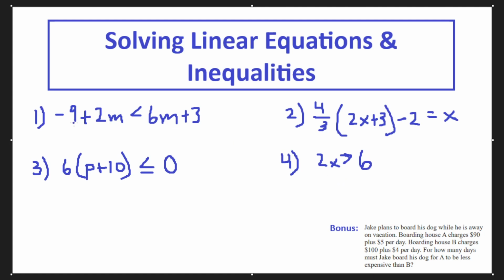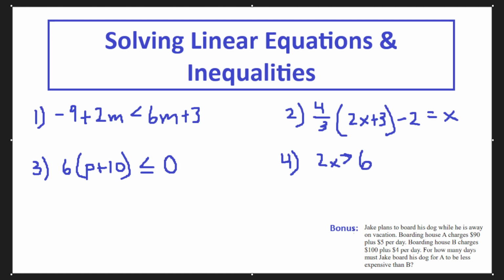The first question being -9 plus 2m less than 6m plus 3. Second question is 4/3 times, in parentheses, 2x plus 3, minus 2 equals x. The third question is 6 times, in parentheses, p plus 10 less than or equal to 0. And the fourth question is 2x greater than 6.